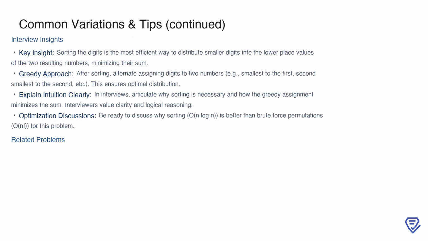Now let's focus on strategies that can impress in interviews. A key insight for this problem is that sorting the digits is the most efficient way to minimize the sum. By sorting, you ensure smaller digits are allocated to lower place values, which is crucial for achieving the smallest total. A greedy approach works well here. After sorting, alternate the digits between two numbers, assign the smallest digit to one number, the next smallest to the other, and so on. This guarantees an optimal distribution.